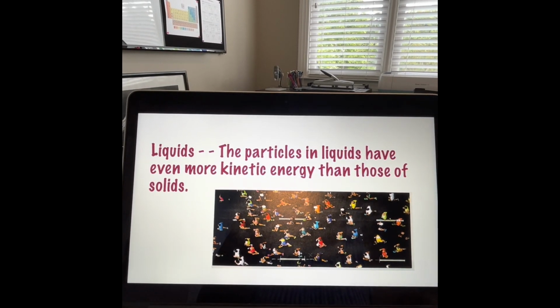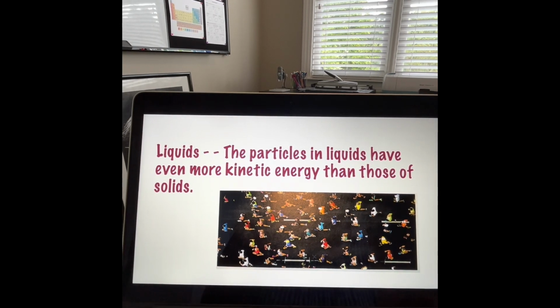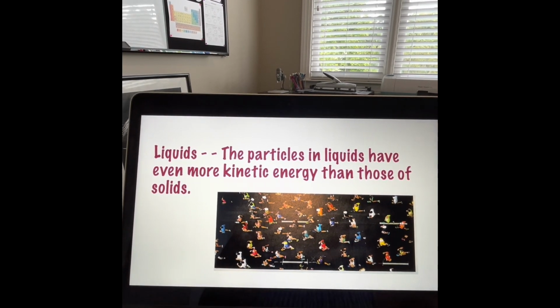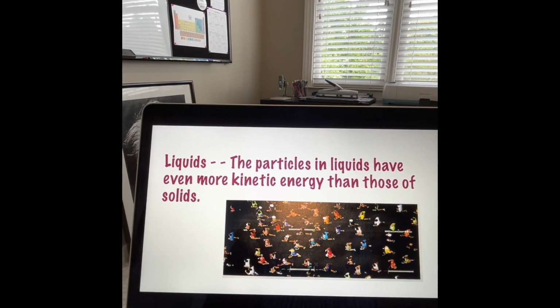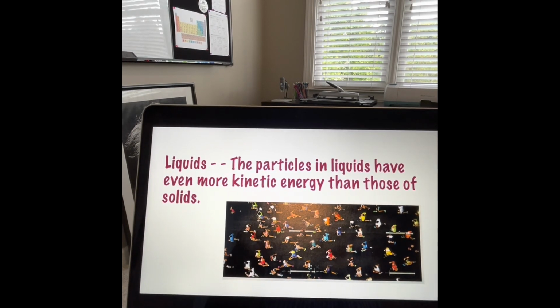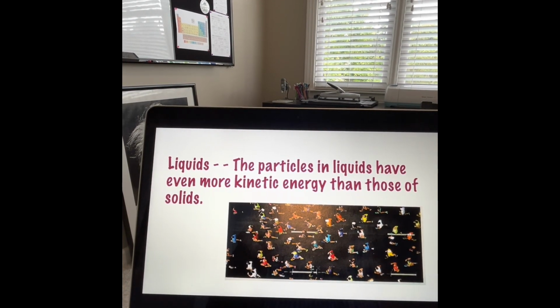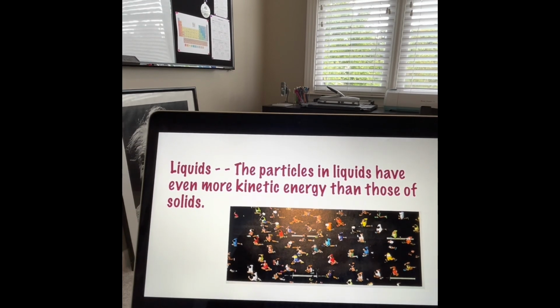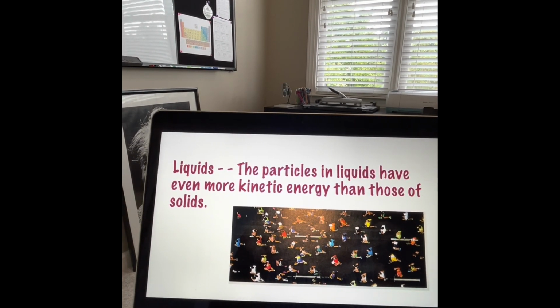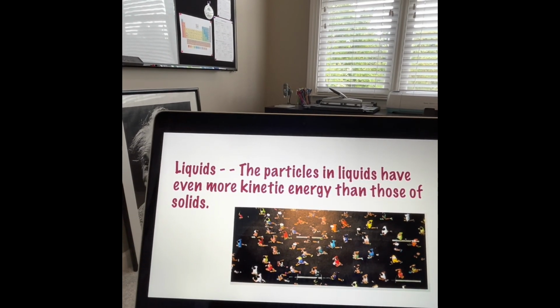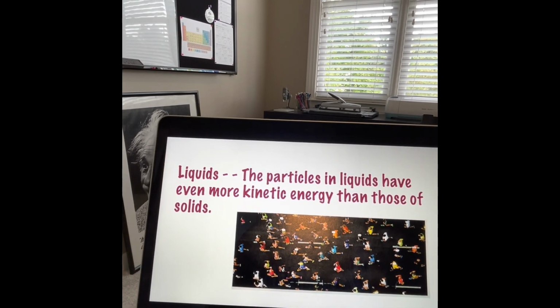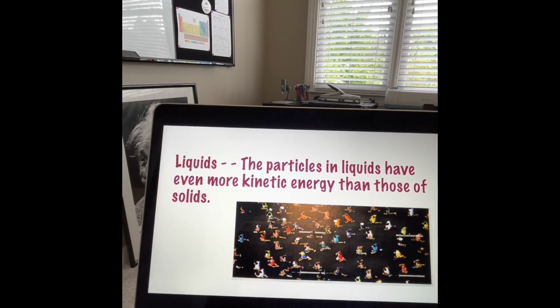So a liquid has a definite volume because forces of attraction keep the particles close together. However, a liquid does not have a definite shape because particles in a liquid have enough kinetic energy to flow to new locations around each other, which is why a liquid takes the shape of its container.